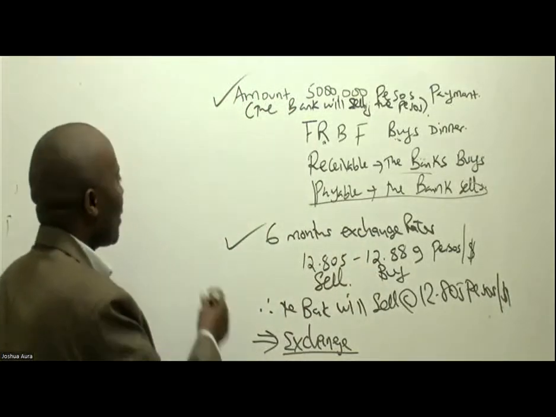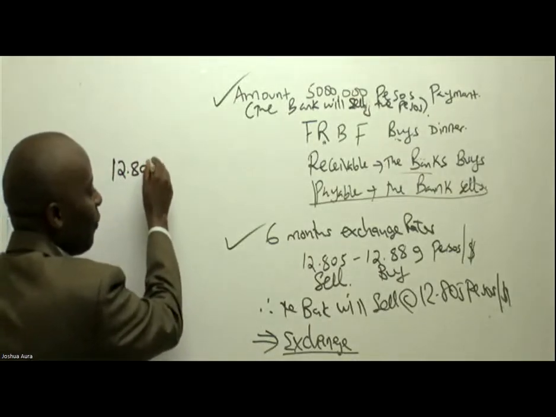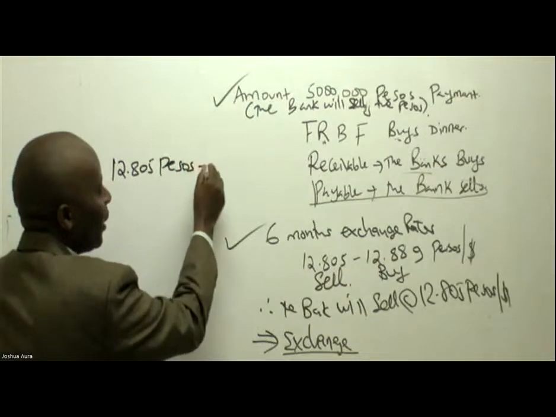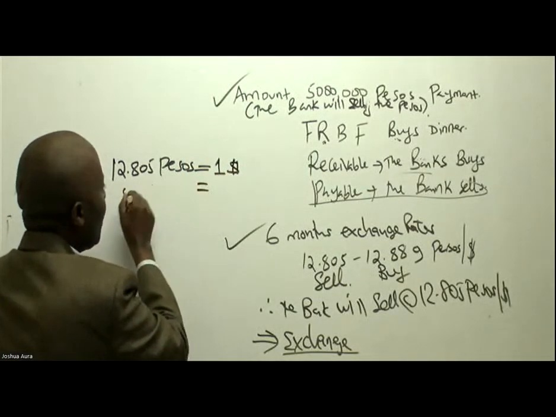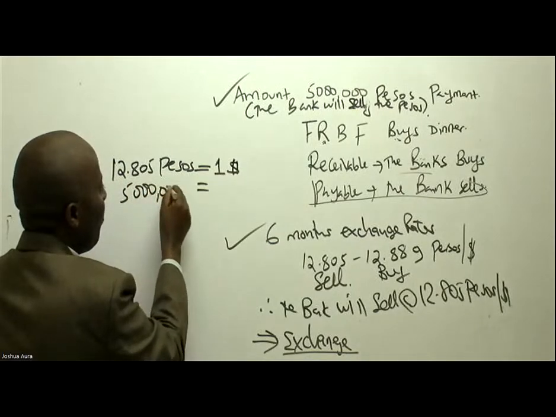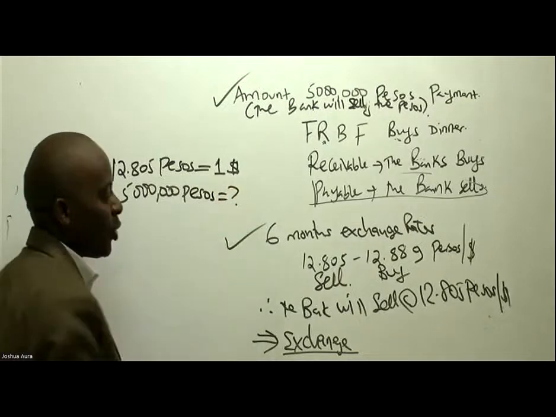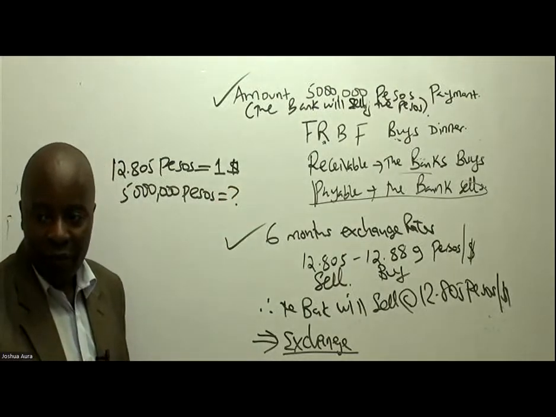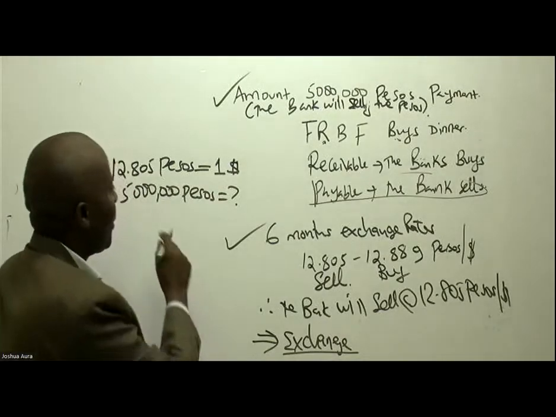So please go ahead and exchange. When you're exchanging, it is 12.805 pesos equals $1 US. How about 5 million pesos? So please go ahead and cross multiply.